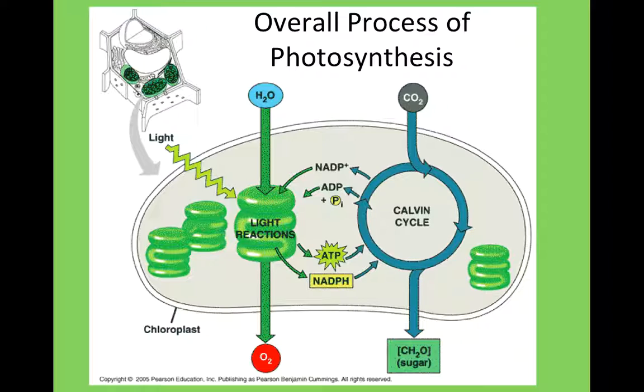NADPH, when it drops off its high energy electrons to help power the Calvin cycle, goes back to being NADP+, which is the electron carrier that goes back to the light dependent reactions to pick up more electrons. As you can see also, water enters the light dependent reactions and oxygen is released as a byproduct. CO2 enters the Calvin cycle, or the light independent reactions, and using the energy from the light dependent reactions, that CO2 is converted into glucose and other sugars necessary for the plant cell.